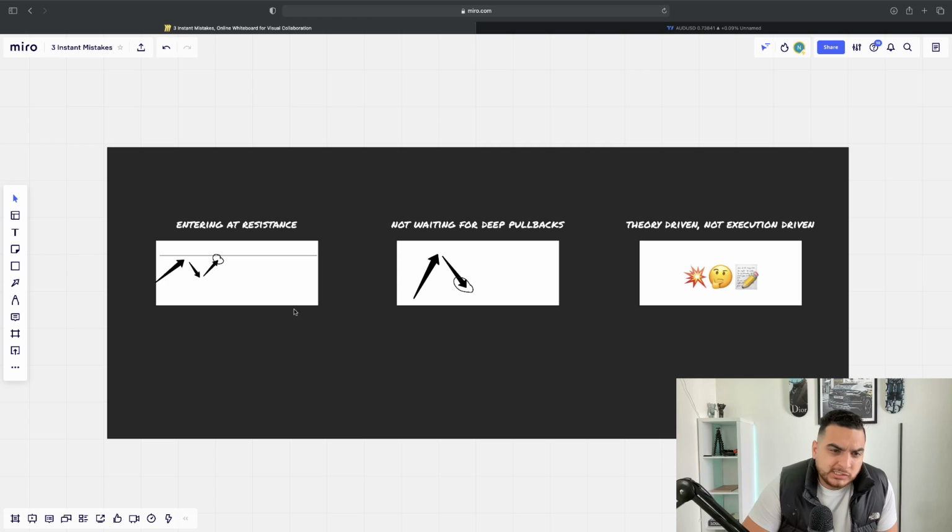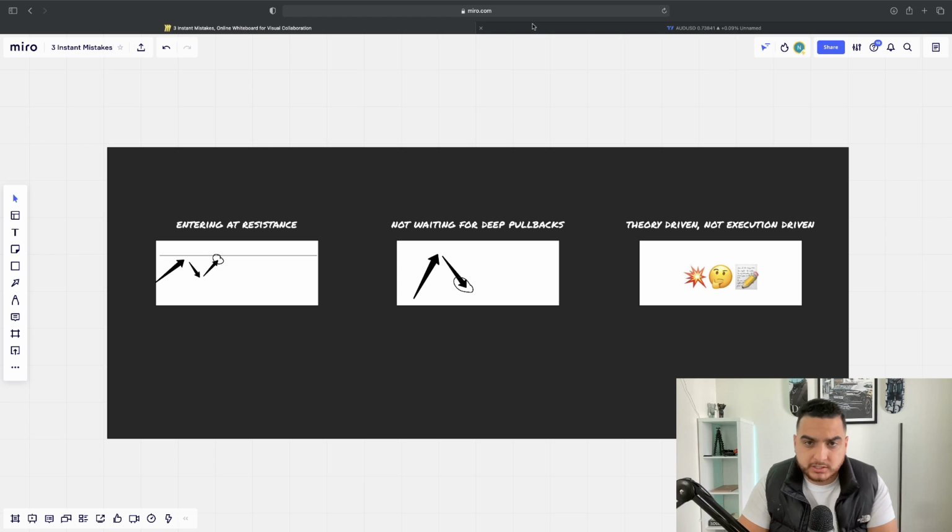So the first one is entering at resistance. Sounds basic, but a lot of you are entering at supply zones or resistance zones. So I know you're probably like, oh, I don't do that, but let me show you why you do. Most of the time that you're losing trades is because you're not buying the pullback leg, you're buying the initial momentum phase. And when you're buying the momentum phase, you're far too late, okay?